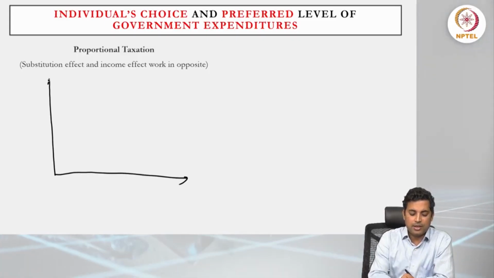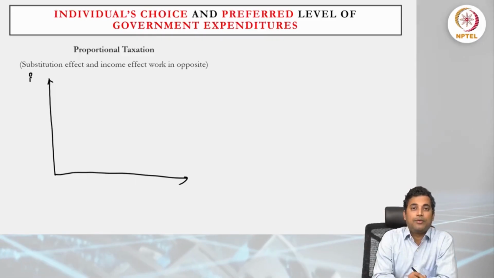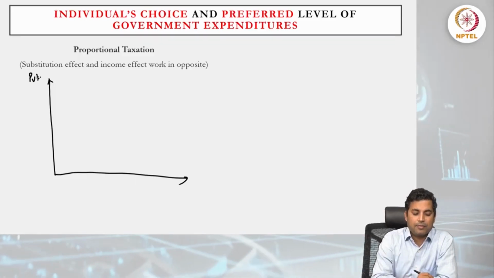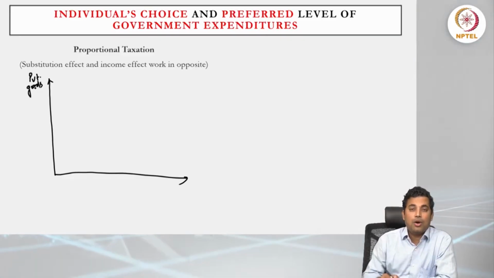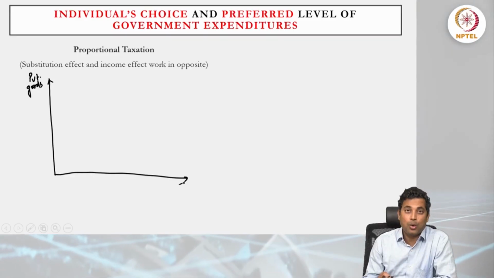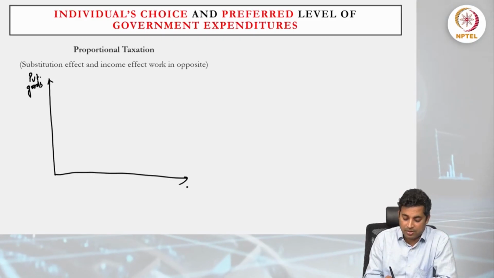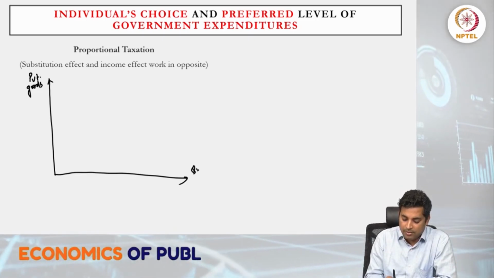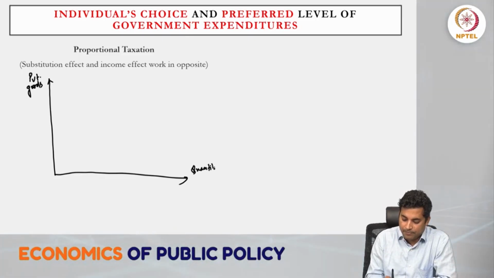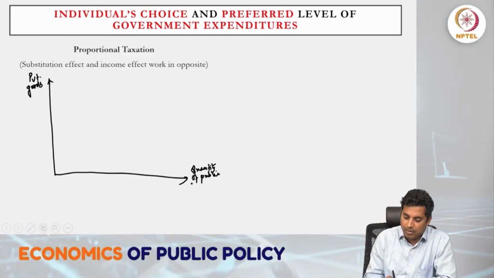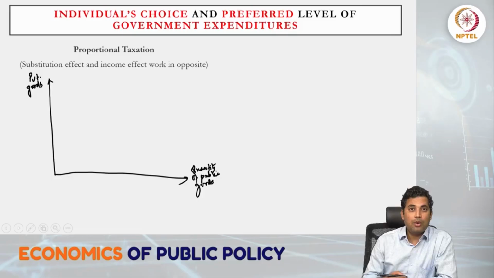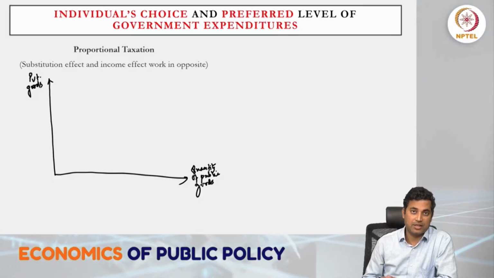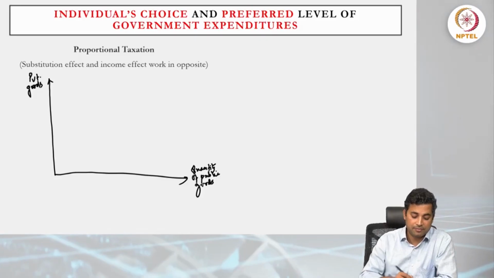So here we consider two commodities. Along the vertical axis we are assuming we are measuring public goods. On the horizontal axis, which is the core debate of this particular lecture, is the quantity of public goods. So now again we will take the help of budget constraint and then indifference curve.